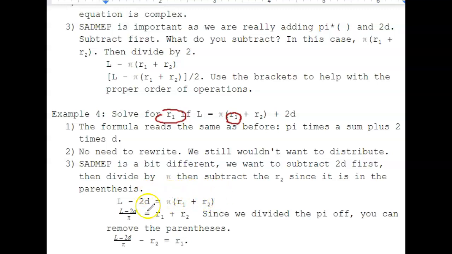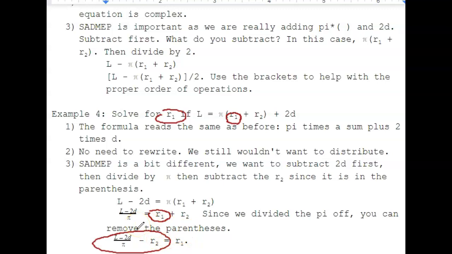I need to remove the pi, so I'm going to divide it over. And now the one that I want to get all alone is R1. So I'm going to subtract R2 over. And finally, this is my final formula where I have solved or isolated for R sub 1. Length minus 2 times diameter, divide that by pi, and then subtract the second radius off.